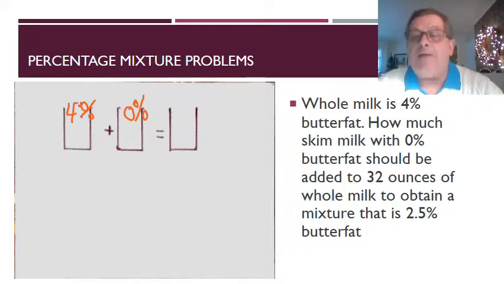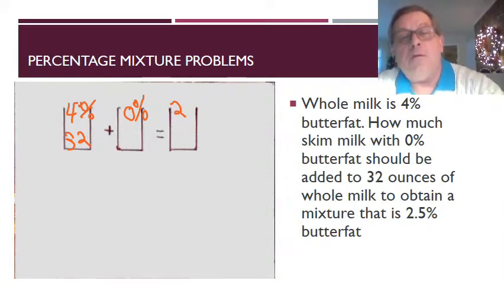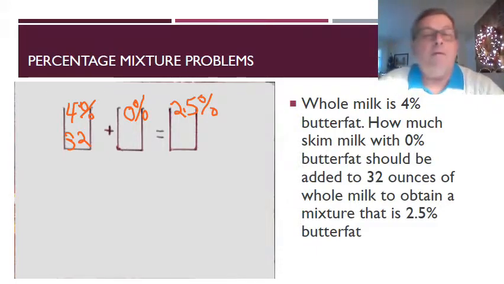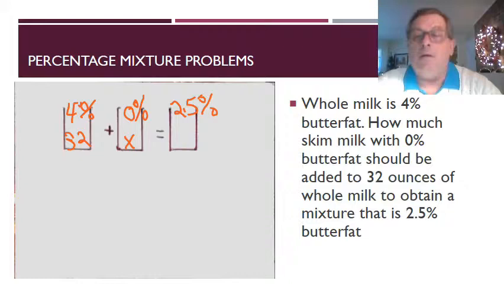And should be added to 32 ounces of whole milk. Well, my whole milk, which was this 4%, is my 32 ounces to obtain a mixture that is 2.5% butterfat. Okay. So I got 32 ounces in my first bucket, that's 4%. How much skim milk? Well, that's going to be my variable. So I got X here in this bucket.